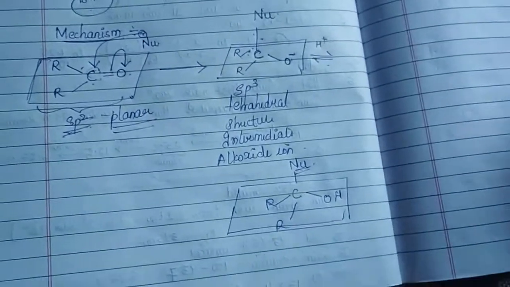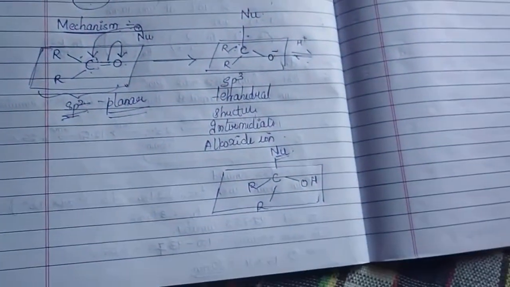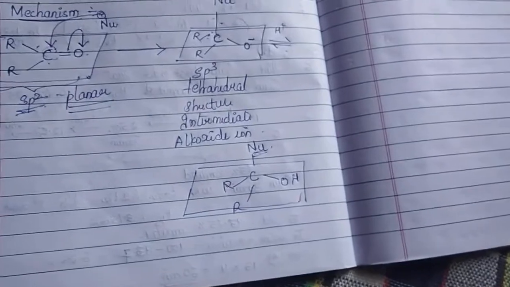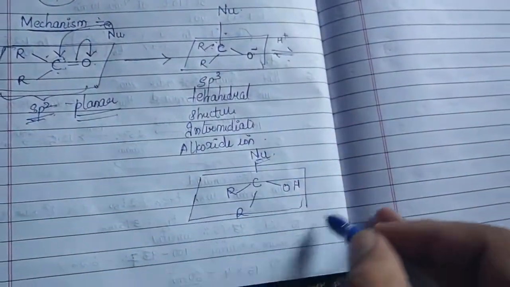So whatever nucleophile is coming, it is attacking your carbonyl carbon from above the plane. So it has been converted to tetrahedral.